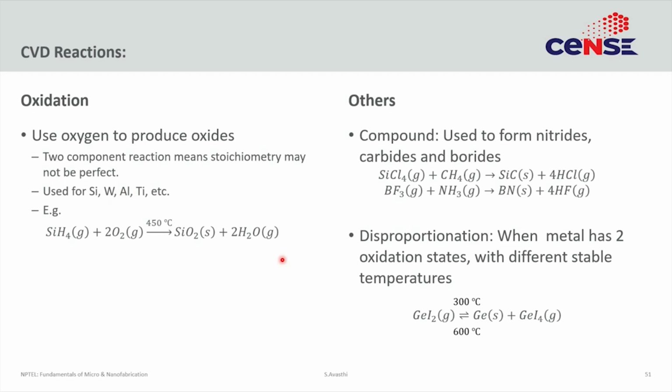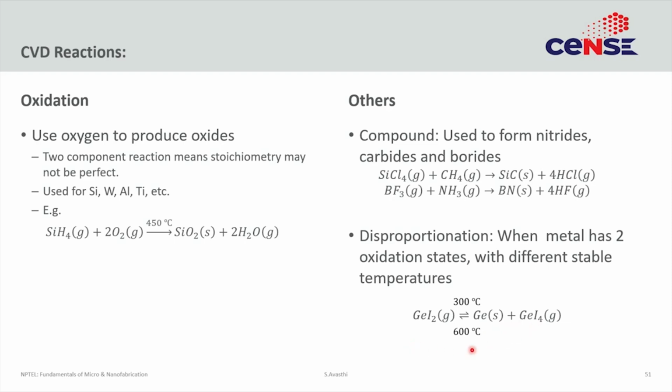The general class of others includes, supposing you want to form nitrides, you can react BF3 with ammonia to form boron nitride, or if you want to form carbides, you can react tetrachlorosilane with methane to form silicon carbide. There is also a possibility of using disproportionation, where the same molecule both oxidizes and reduces at the same time. For example, germanium iodide can disproportionate into germanium solid, which is the semiconductor you want to deposit, and germanium iodide, which is a gas which floats away, though such reactions tend to be rare.